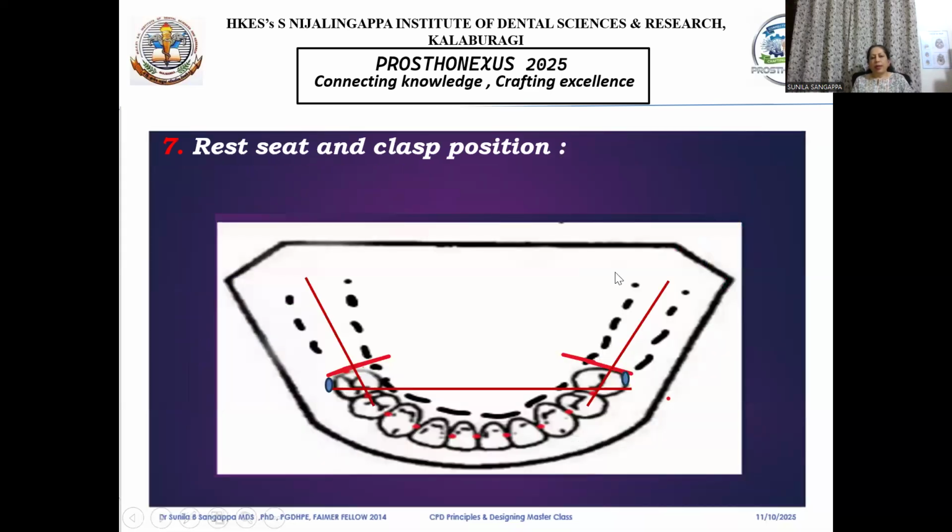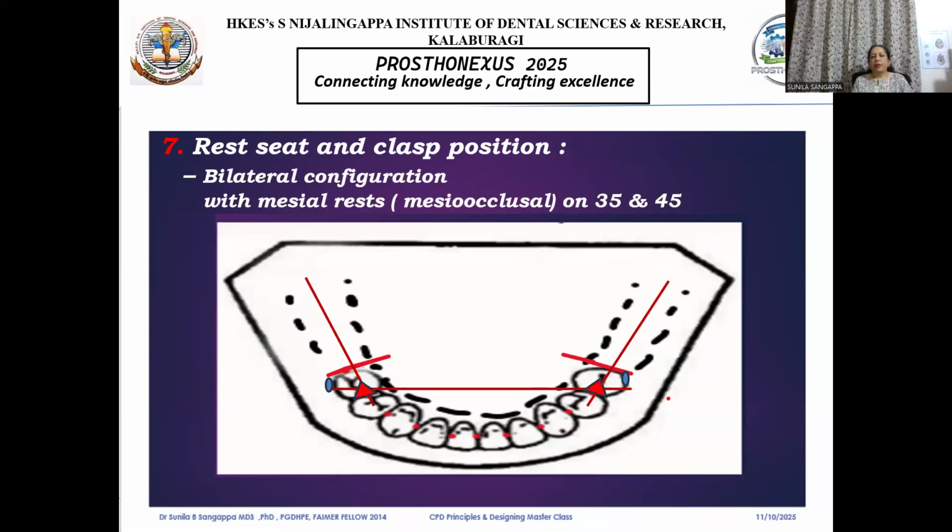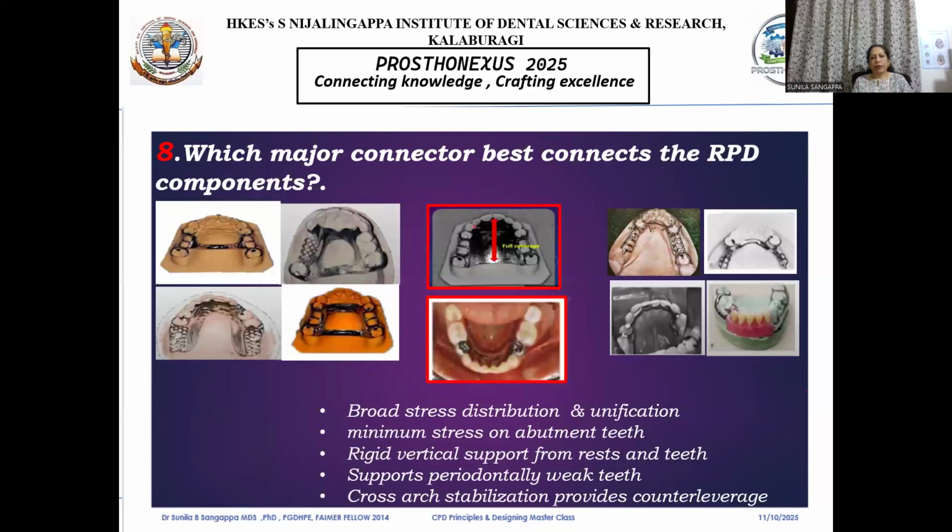So now coming back to our ideal situation. Here we follow the bilateral configuration as this is Kennedy's class 1, and we have the mesial rest placed on the 3-5 and 4-5. Moving ahead, which is the major connector that best connects the RPD components?